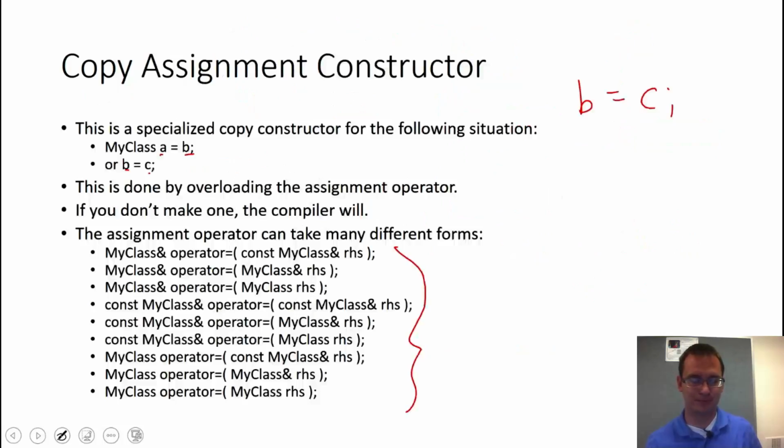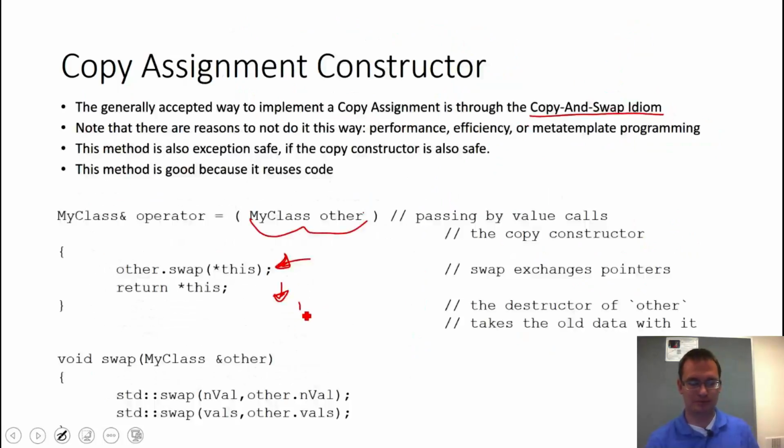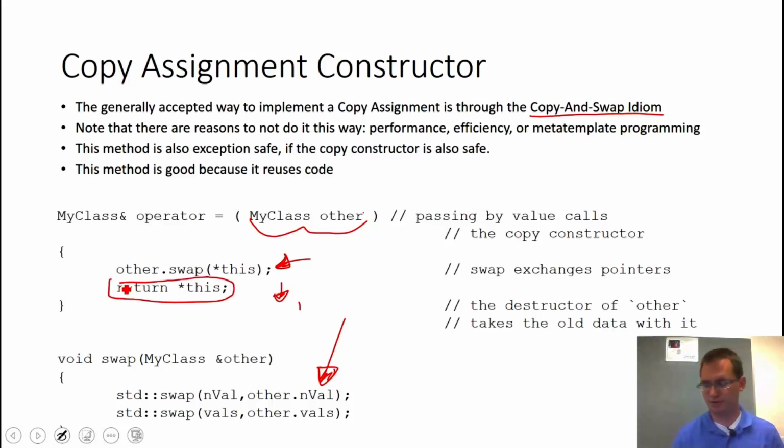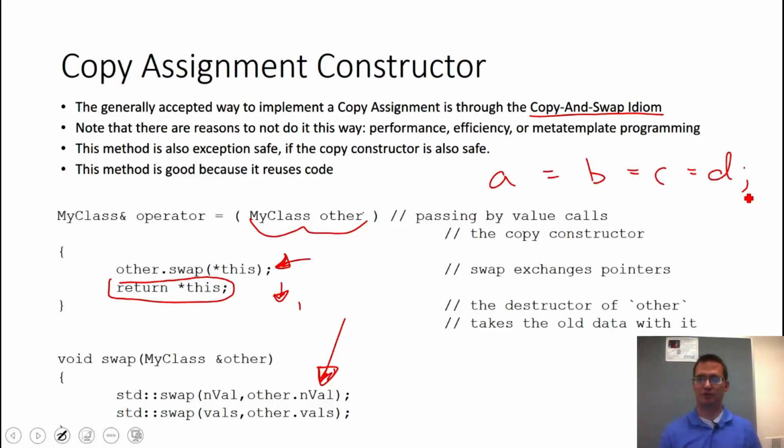And swap is really easy to implement because there is a function called standard swap, which swaps two values. So that's really simple. And then you should always return a reference to the current object, because what that does is it allows operator chaining. If you want everything to be equal to D, then you can do A equals B equals C equals D. And that sets A, B, and C equal to D in one nice little line.